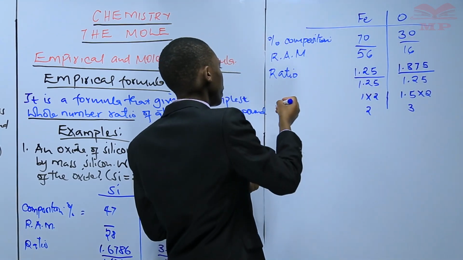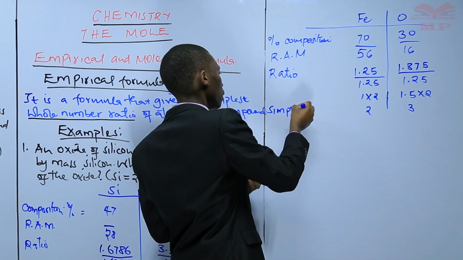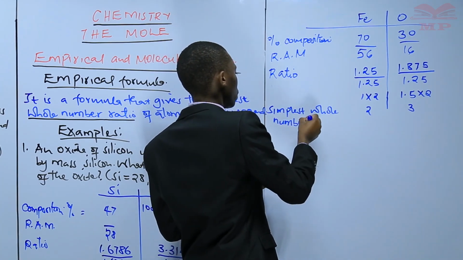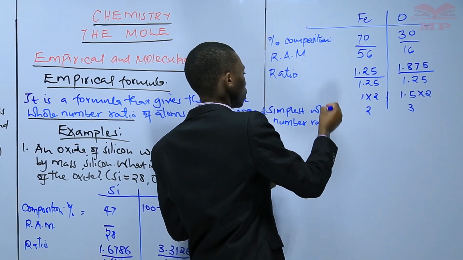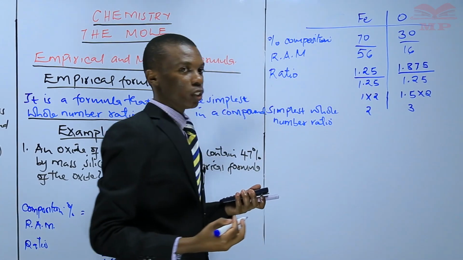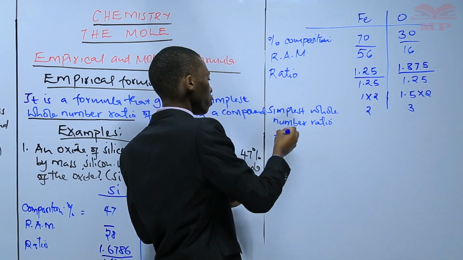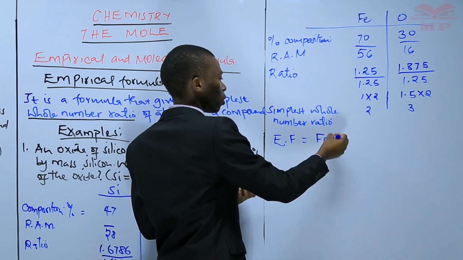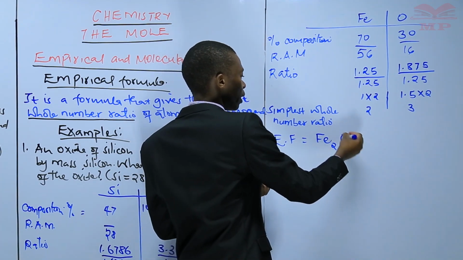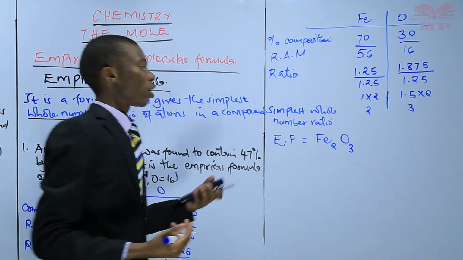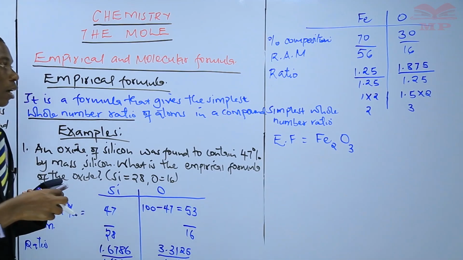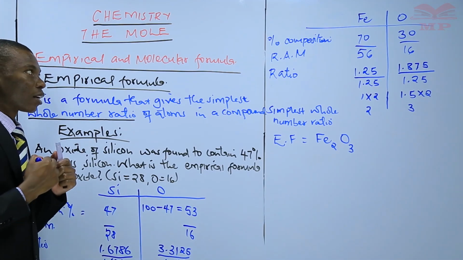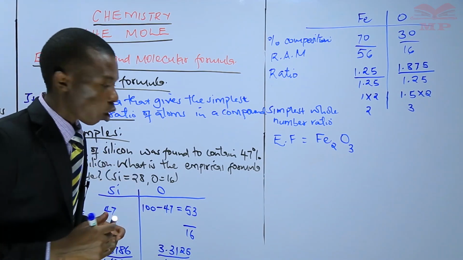And therefore, this is the simplest whole number ratio in which they combine. And therefore the empirical formula is iron, 2 atoms, then oxygen, 3 atoms. That's the empirical formula of iron oxide, or iron(III) oxide.